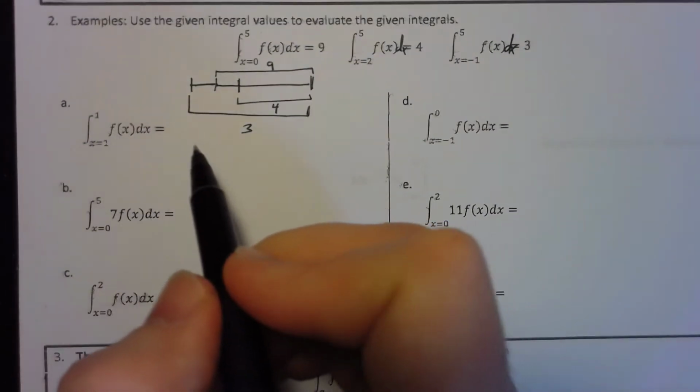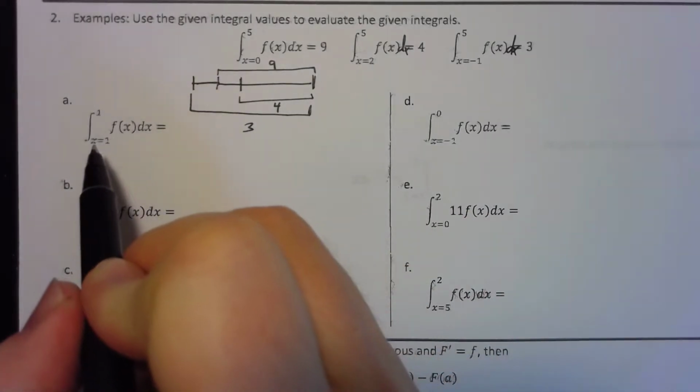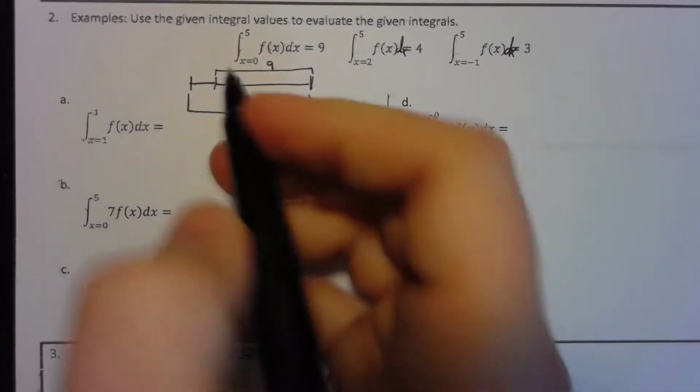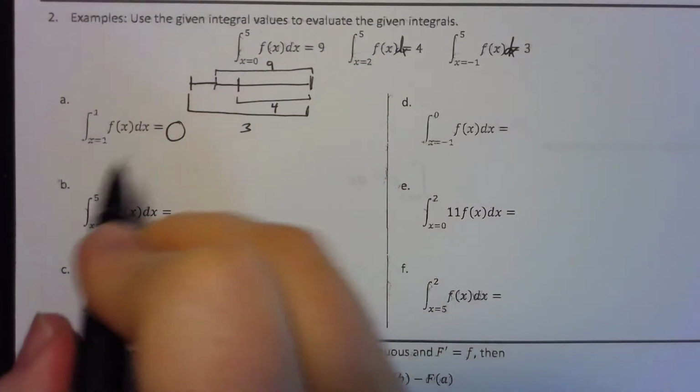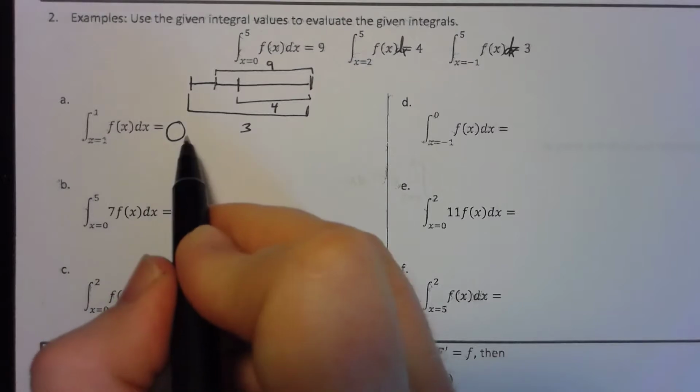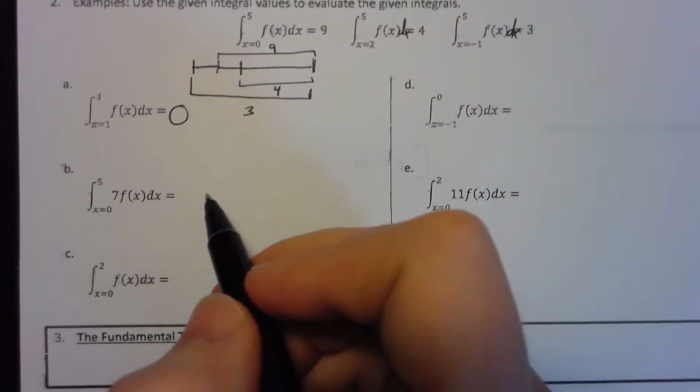But let's look at detail by detail. The first one, the integral from 1 to 1 of f of x dx, no matter what the function, again, no matter what the function, will always be 0. And as long as the bounds are the same, this will always be the area of the curve is 0.